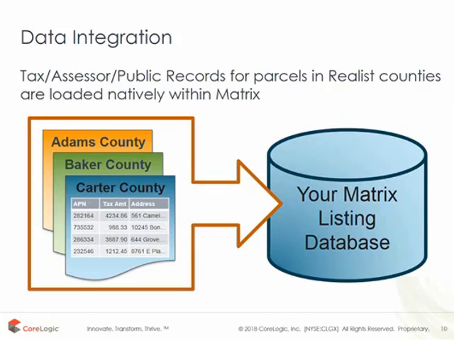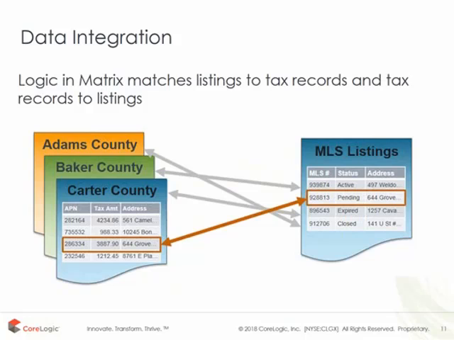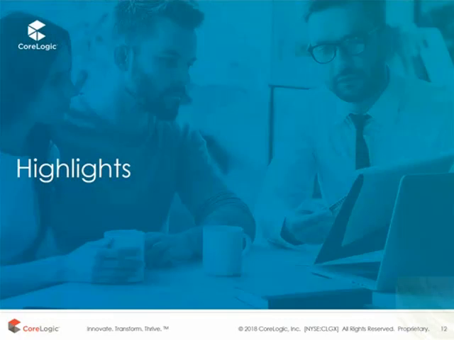The tax assessor public records for parcels in RealList counties are loaded natively within Matrix. Before, you used to have a bucket for tax and a bucket for listings, and when you wanted to get that information, you had to draw from each separate bucket. Now, all that information lives in one bucket, and that's Matrix. So, Matrix uses logic to help match listings to tax records and tax records to listings. Pretty simple. Let's take a look at the highlights of Matrix 360.